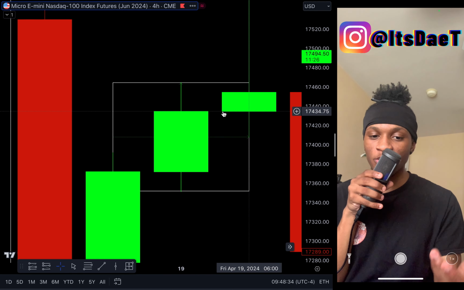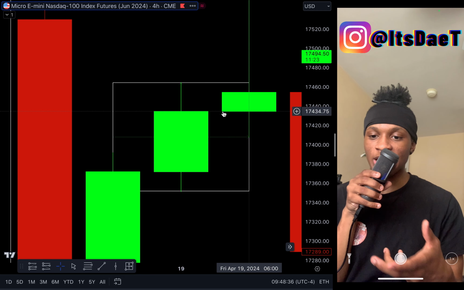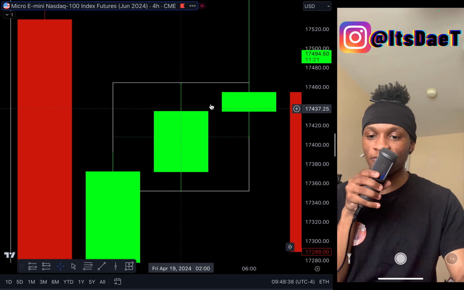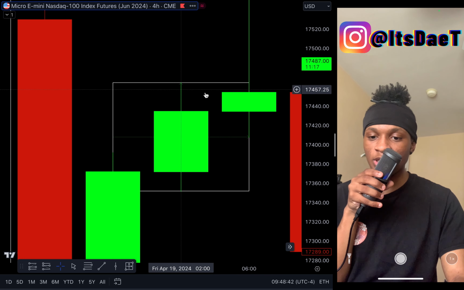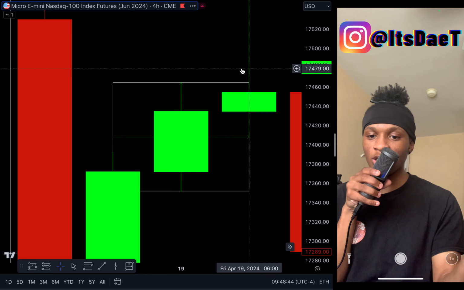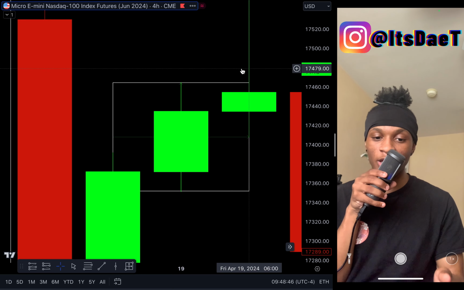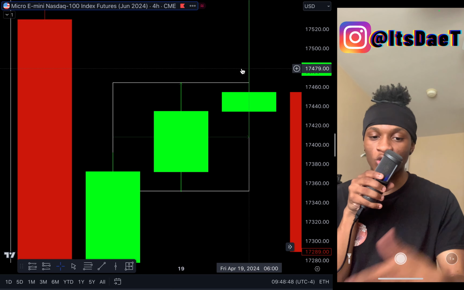But for the most part, this is the only analysis that I truly do on a higher time frame. So I'll just literally mark up the areas around the wicks, and then I'll wait for liquidity to get swept, and then I'll get my entry, trail it back down, and boom, take profit, right? Or stop loss, you know what I'm saying?